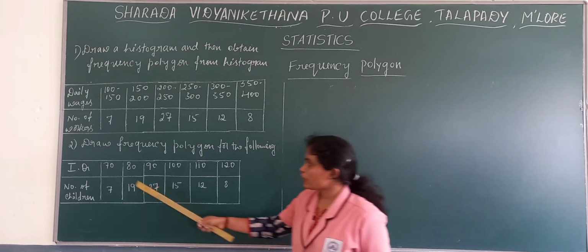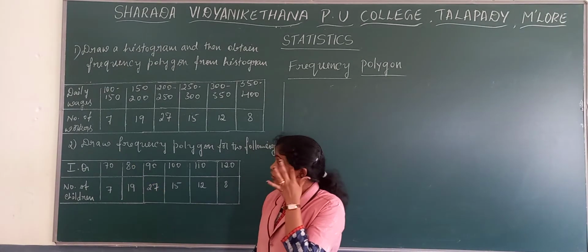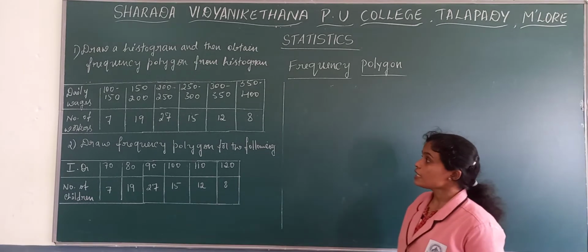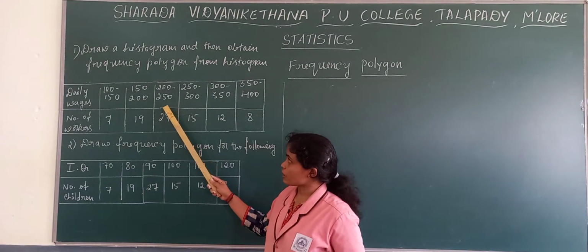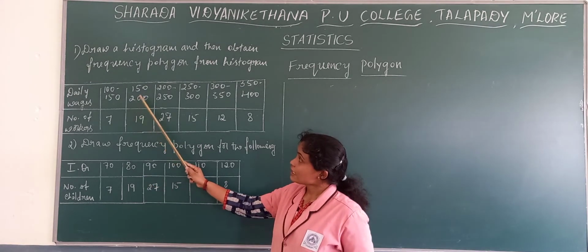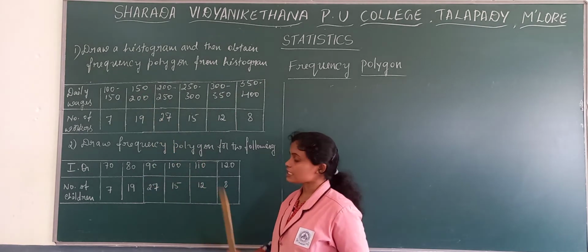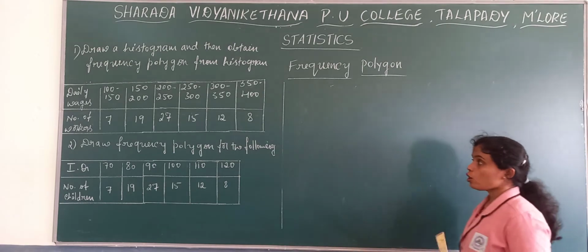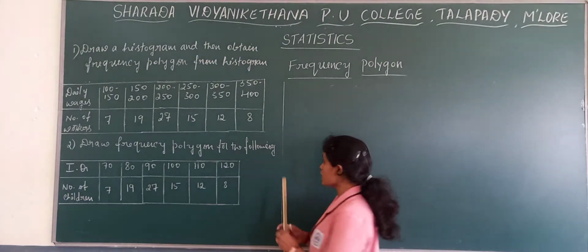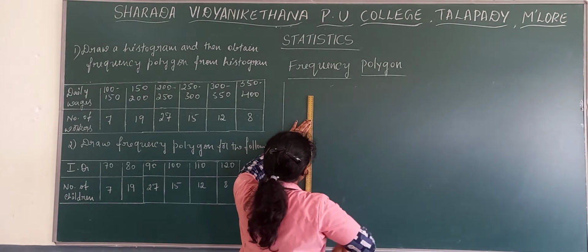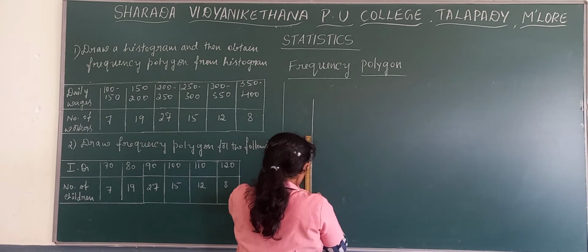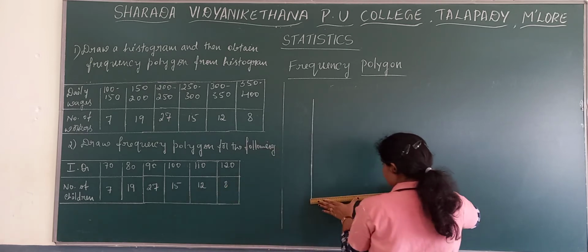Now see the second one: draw the frequency polygon for the following. You can easily see the difference between the first problem and the second problem. As I said, there it was a continuous frequency distribution; here it is discrete. How do we draw the frequency polygon when a discrete frequency distribution is given? Now draw the x-axis and y-axis.